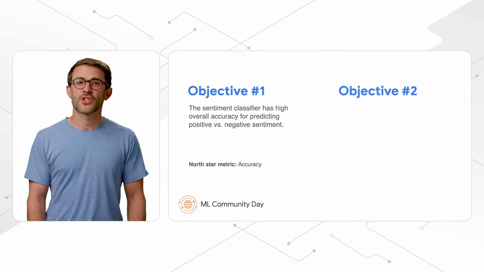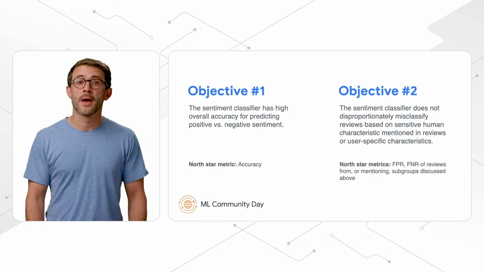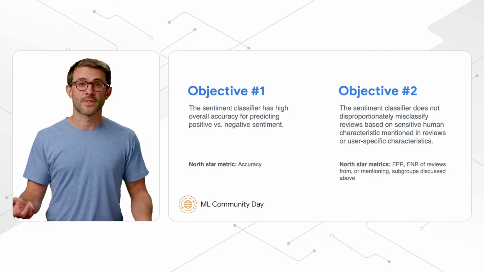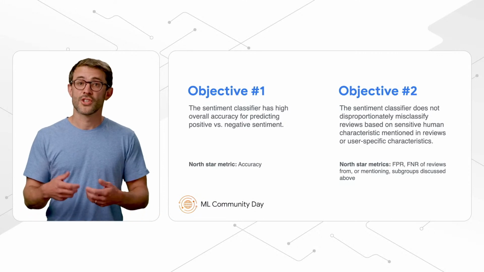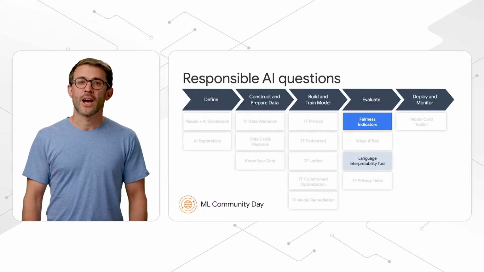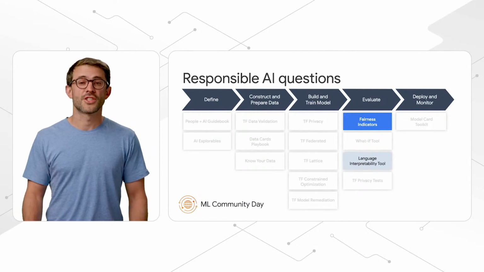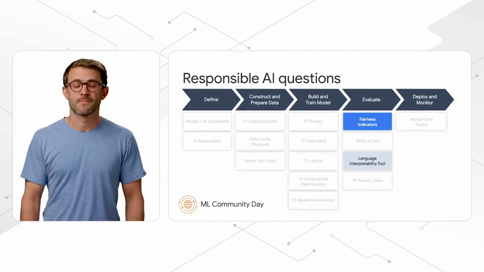Second, we want to make sure that the classifier does not disproportionately misclassify reviews based on sensitive identity characteristics that may be mentioned in the reviews, for example, language, gender, or race. We'll first demonstrate how you can use Fairness Indicators to perform a disaggregated or sliced evaluation of your model's performance to check whether your model is achieving your two main objectives.